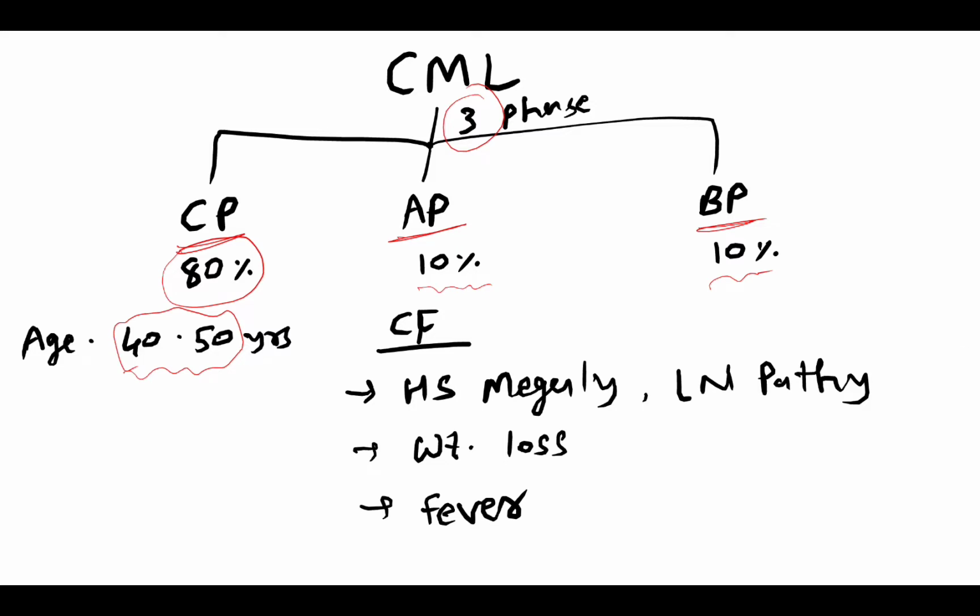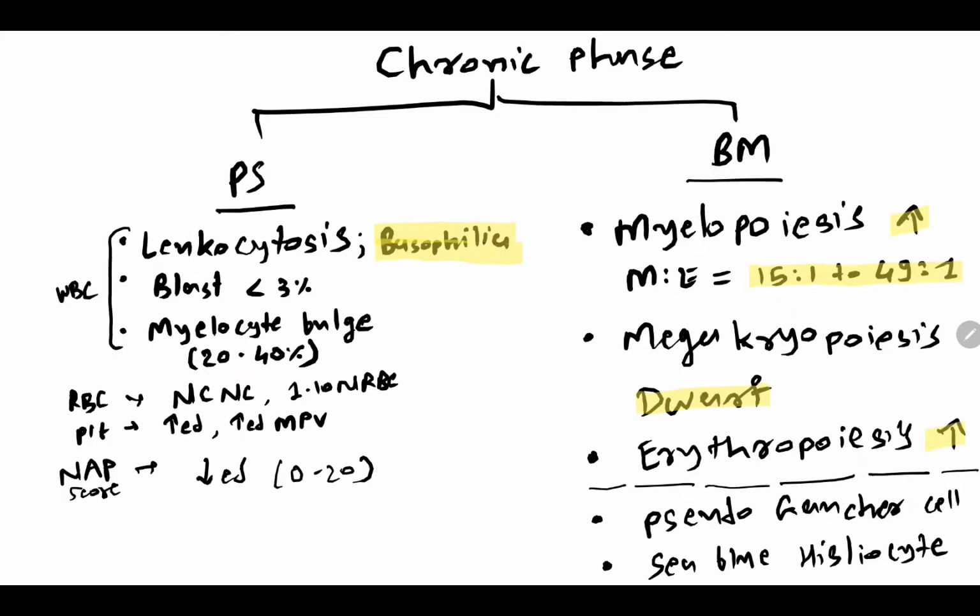Now, the common clinical features that we have to ask for if we are suspecting CML are the splenomegaly. This is because of the extramedullary hematopoiesis that mainly occurs in the spleen. Then the lymphadenopathy, weight loss, and fever. These are the common complaints. Now, first start with the chronic phase.